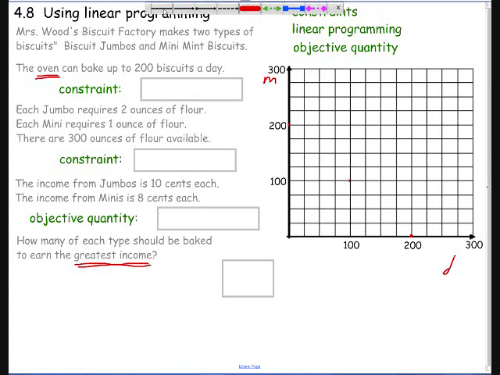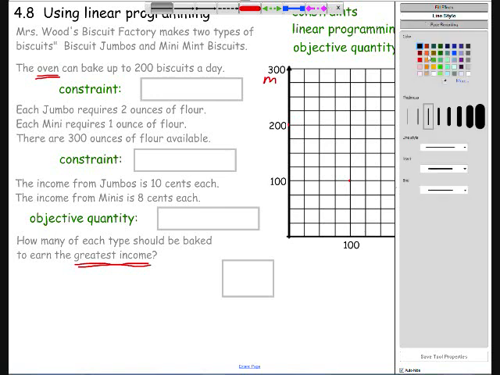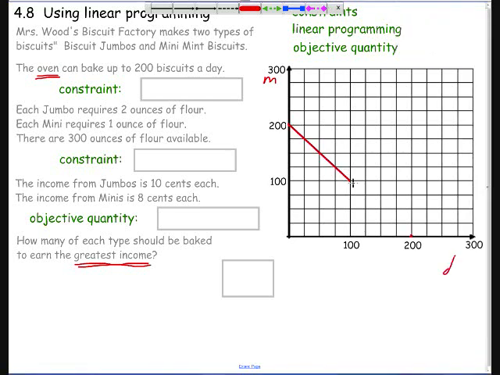Now I haven't written an inequality, although I could, and I will. What I'm doing right now is I'm drawing a boundary line for the information that I just read. The oven can bake up to 200 biscuits a day. Now, without even thinking about what the actual equation or inequality is, I know that my solution space is going to be less than, right? We said we can't go more than that. Up to, not exceeding.